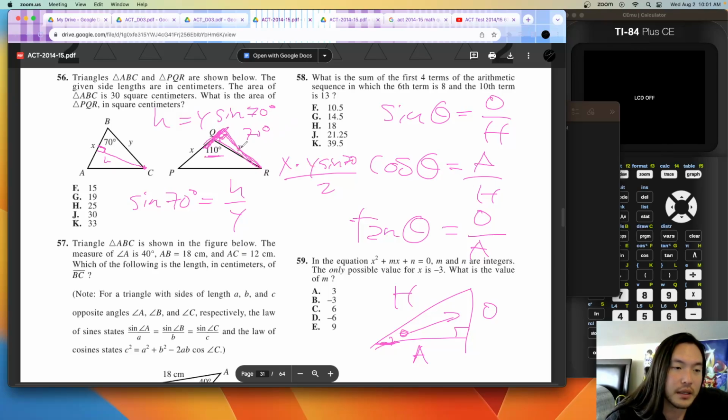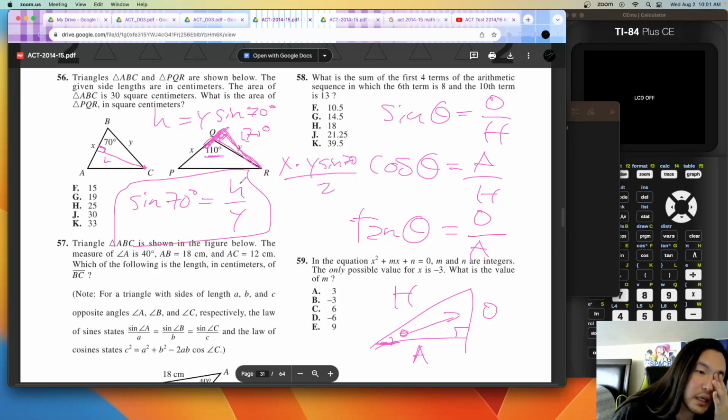So here, the equation for h is the same. Sine 70 equals h divided by y. Once you see that, you can recognize that the area is going to be the same because the x is definitely the same. And then the height also ends up being the same for both triangles, because if you have 110 here, this angle becomes 70. The height is still sine 70 times y.